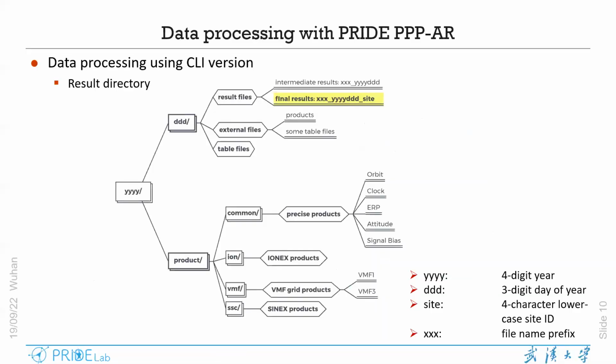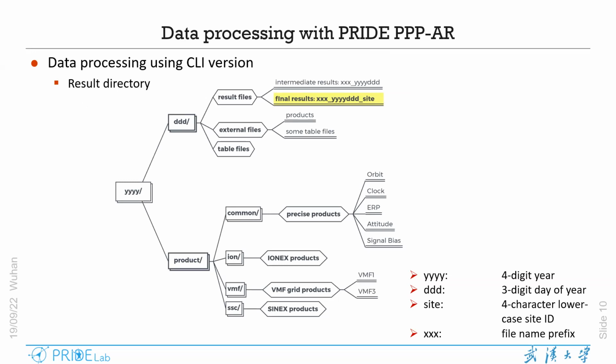The result directory of the CLI version is the year directory, and by default, the product directory is also located in the year directory. The day-of-year directory is where the data is processed by the software, and the result files are stored in this folder. The naming format of the final result file is a 3-letter prefix, underline, 4 digits for the year, underline, 3 digits for the day of year, underline, and the 4-letter station name.